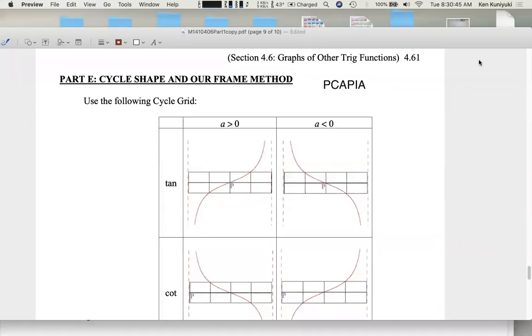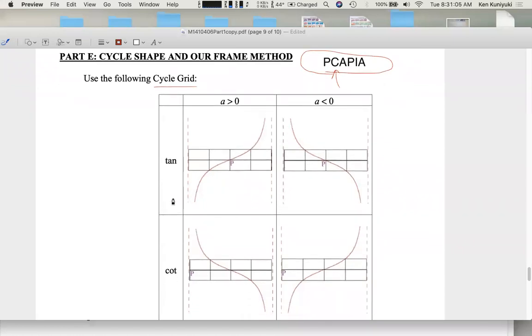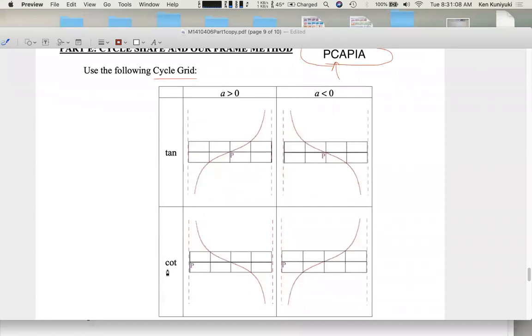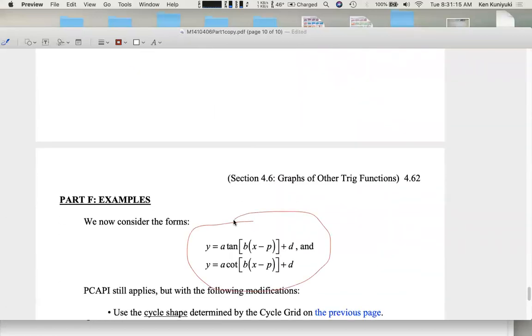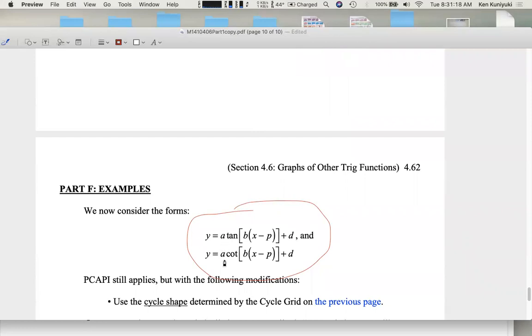Hi, everyone. We're now going to graph tangent and cotangent graphs more generally for transformed functions. So we're going to go back to the frame method, PCAPIA, and I'm going to discuss the cycle grid. What are the possible cycles that we're going to draw in our frame method? Well, it depends if we have tangent versus cotangent, and if the value of A, the number before tangent or cotangent, is positive or negative.